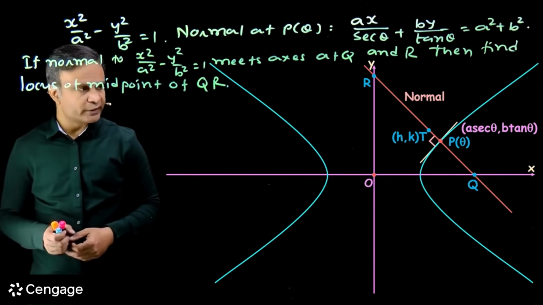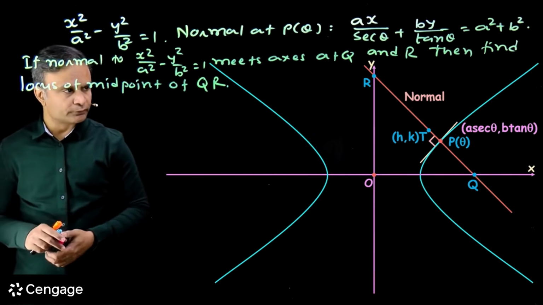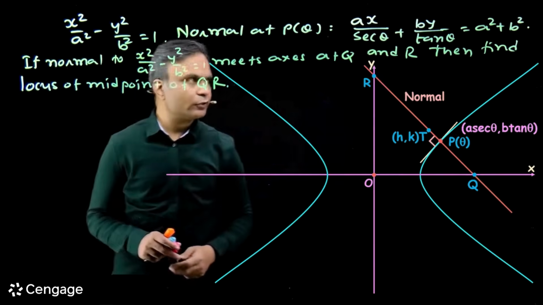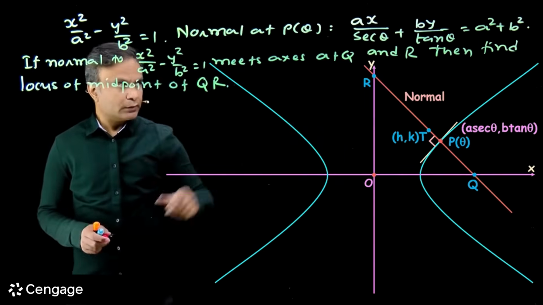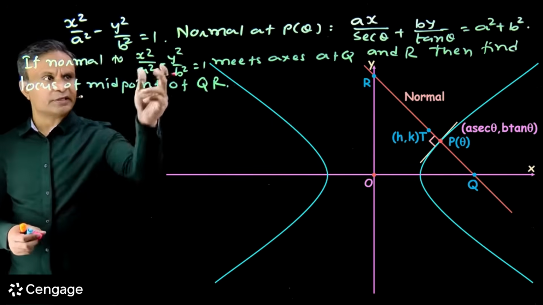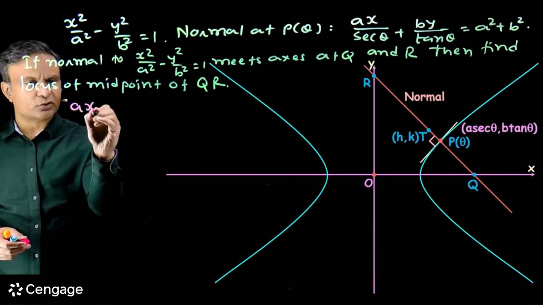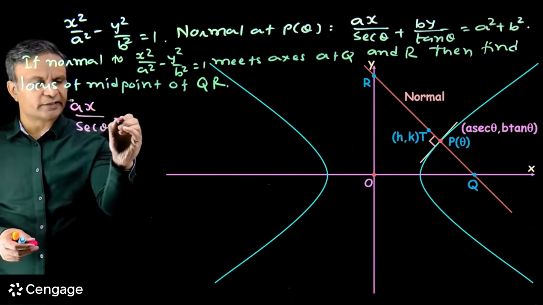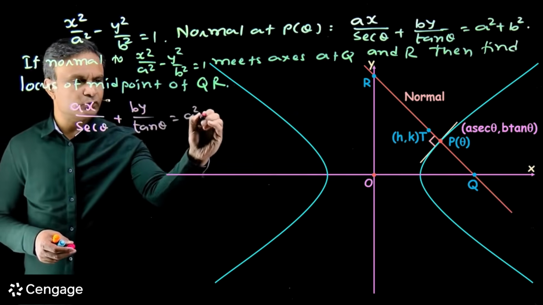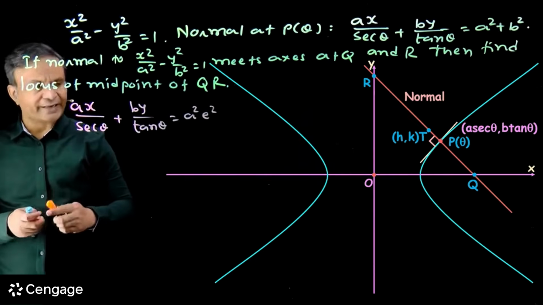We first find coordinates of points Q and R. Equation of normal at point P is this. We have standard equation of normal. In this equation, we put a square plus b square is equal to a square e square. So equation of normal is ax upon secant theta plus by upon tan theta is equal to a square e square. For point Q, we put here y is equal to 0.